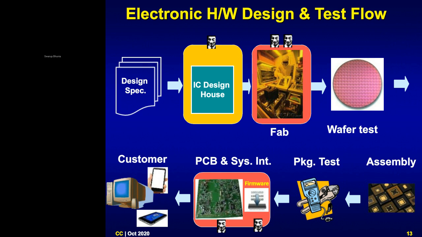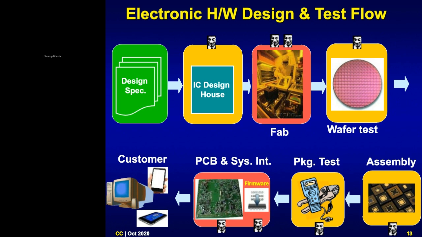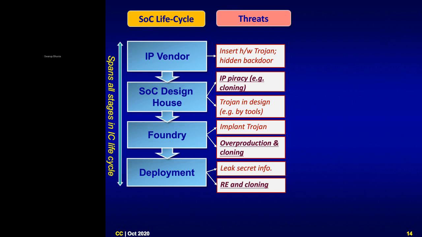Many of these stages can be untrusted, which means that you do not know what tools are being used, who is doing the work, and what components are being used in those stages. Because of that, there can be a hacker in all these stages, and they can compromise the trustworthiness of the hardware. Now, what can happen in each of these stages? Let's quickly look at that. If you think about the system on chip life cycle, it typically goes from IP vendors, or intellectual property vendors, giving the IP, then the system on chip design house building the system on chip design, then, as I mentioned, it goes to the foundry, and then eventually it's deployed.